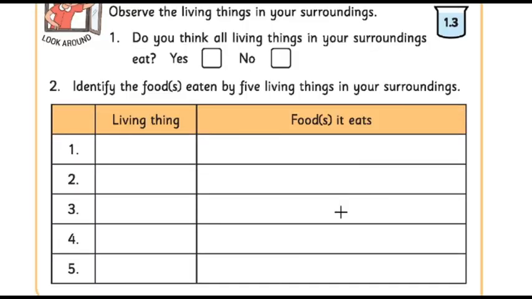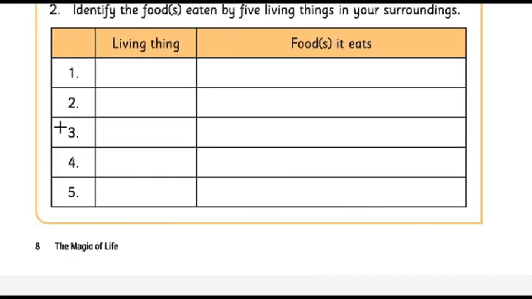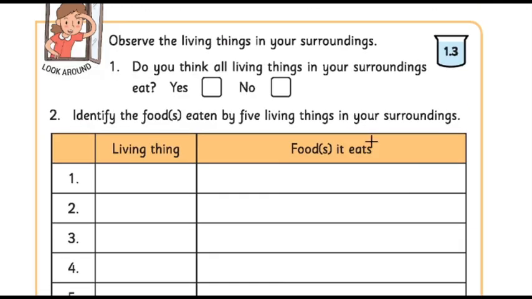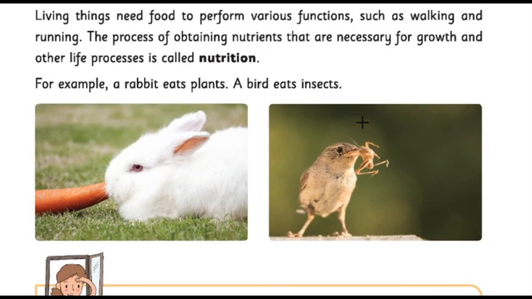So there is a list of things given. What are living things? You can fill in whatever you like. Human being, goat, cow, plants, whatever you know, you can fill it here. And what are the foods we eat? You have to put that here. I hope this is enough for this session.